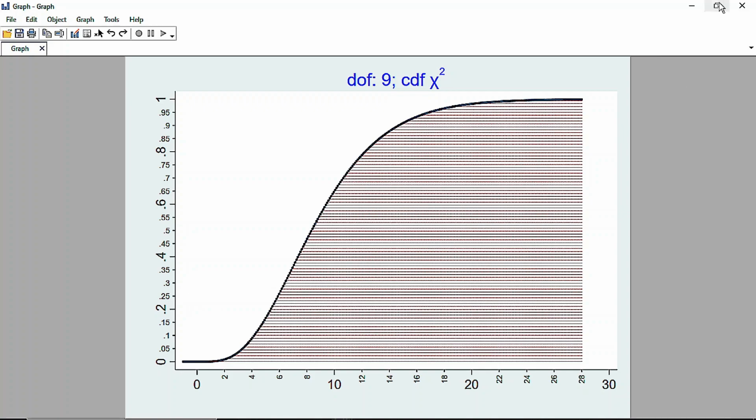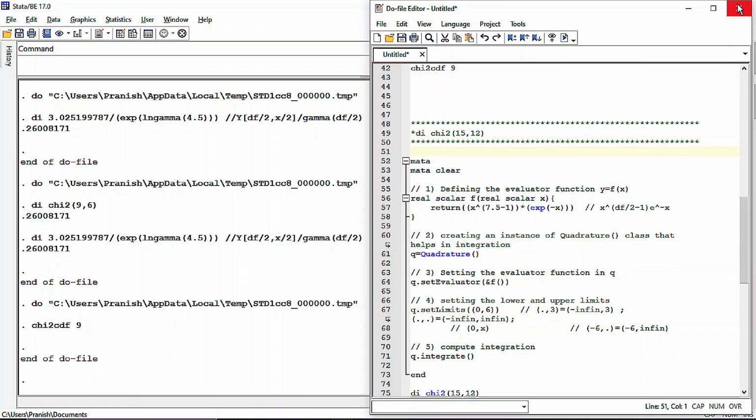Now let us see another example. The degrees of freedom is 15 and the value of x is 12. So half the degrees of freedom is 7.5, and we integrate from 0 to half the value of x. x is 12, so half of it is 6.